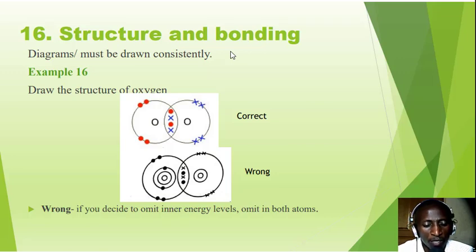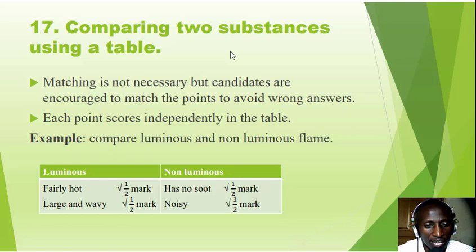Number 17, we look at the comparison of 2 substances in a table. So this one, I advise students to compare similar characteristics or similar items. However, matching is not necessary, but candidates are encouraged to match the points so as to avoid wrong answers. And each point scores independently in the table.